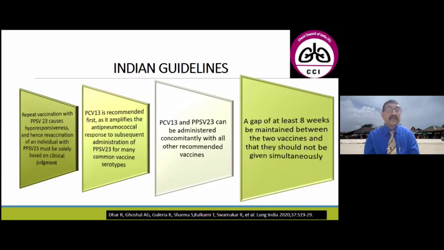PCV13 is recommended first as it amplifies the anti-pneumococcal response to subsequent administration of PPSV23 for many vaccine common serotypes. PCV13 and PPSV23 can be administered concomitantly with all other recommended vaccines. A gap of at least 8 weeks should be maintained between the two vaccines, and they should not be given simultaneously. So if you want to vaccinate with two vaccines, you have to maintain a gap of at least 8 weeks: first PCV13 followed by PPSV23.